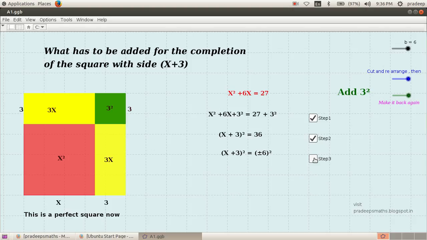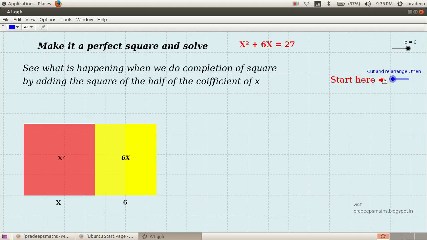Then let us once again move back to change this coefficient from 6 to 5. Let us try b is equal to 5. Here we have a quadratic equation x square plus 5x is equal to 29.75. To solve this quadratic equation, to make it a perfect square, we have to add the square of half of the coefficient of x. That is, we have to add 2.5 square on both sides. Look, this lower edge of 5 splits into two equal parts of length 2.5.